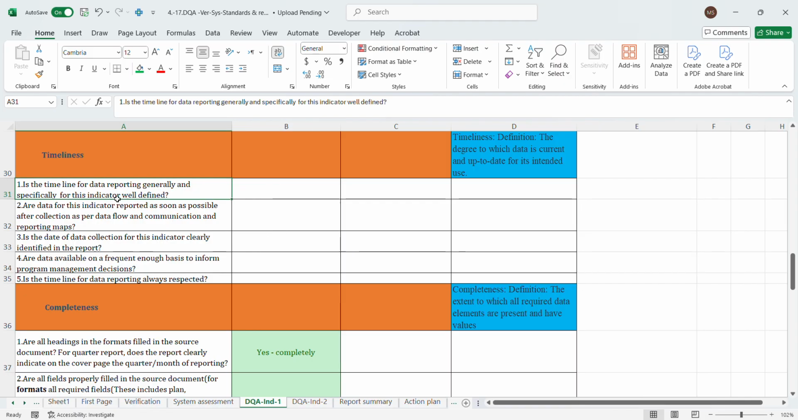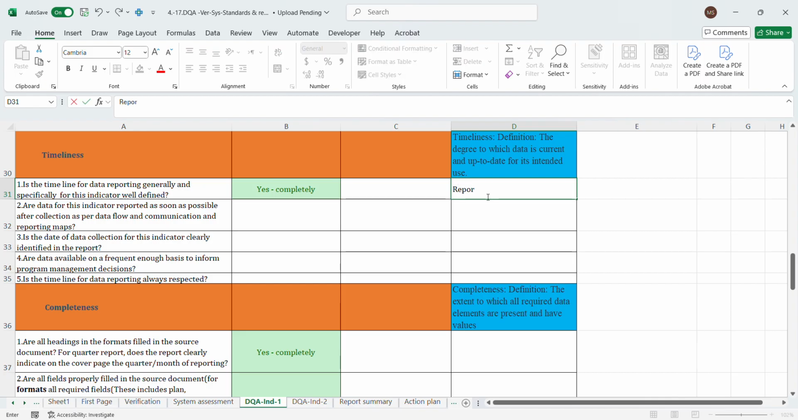Let's start with the first question: Is there a timeline for data reporting, generally, specifically for this indicator, well defined? We can say yes completely and write a comment here. For example, generally the reporting period is on a quarterly basis.